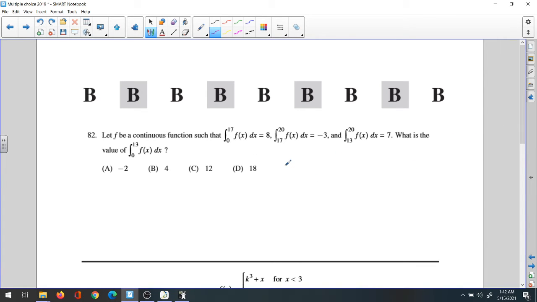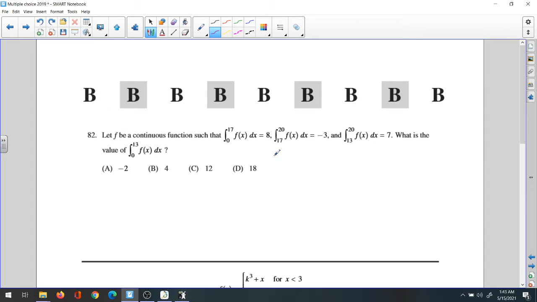Question 82. Integrate the function f, continuous, and we have the integration from 0 to 17, from 17 to 20, and we have from 13 to 20. Find from 0 to 13. So we have to find the strategy to get from 0 to 13 here.